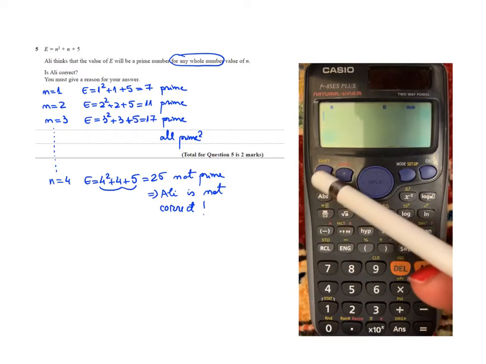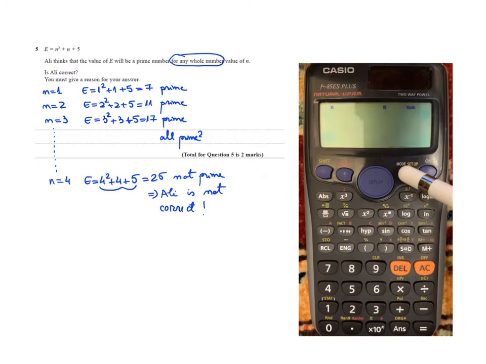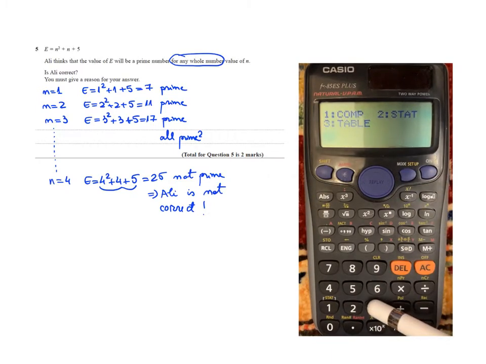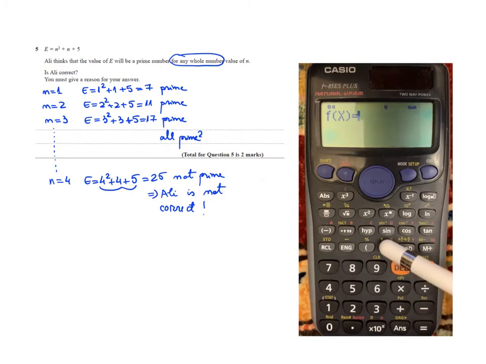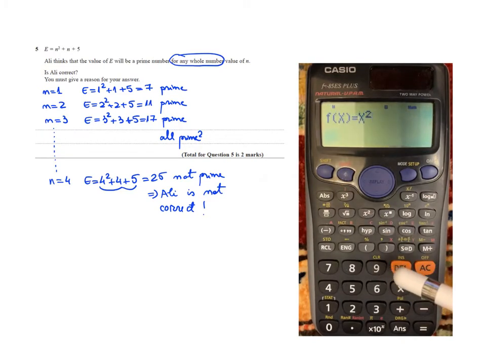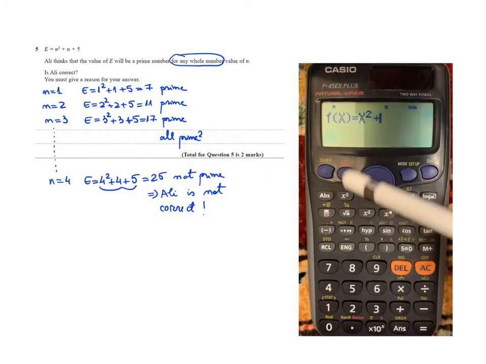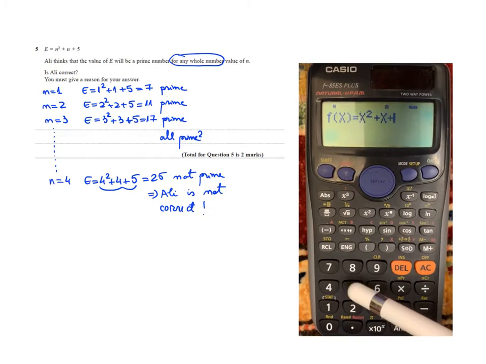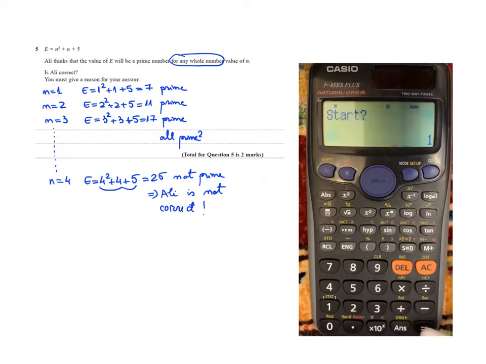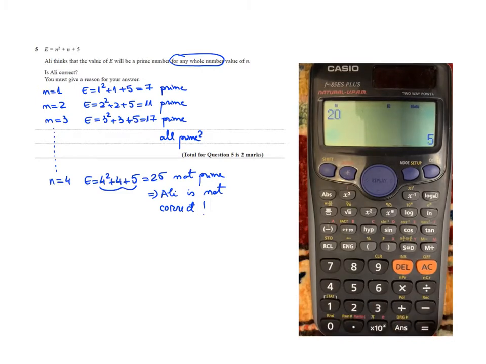Okay, so here we go. F of x is of value E. That's how my calculator recognizes it. It can only cope with x. So instead of n, I'm going to type x. And now it tells me what I want x to be. I want it to start with 1, and let's go until 20.